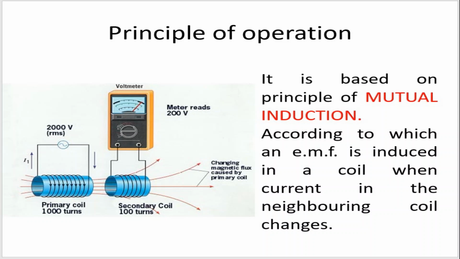So when you connect a source to the primary coil, a current is going to circulate through that coil, and with that a flux is going to be produced by the primary coil, which is going to be linked with the secondary coil. Because of the flux linking with the secondary coil, EMF is going to be induced in the secondary coil as per the mutual induction phenomena, and we get the deflection on the voltmeter regarding the EMF induced in the coil.